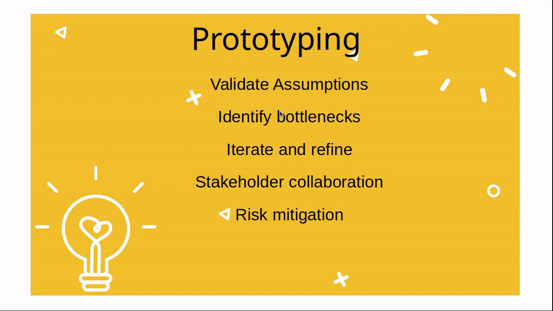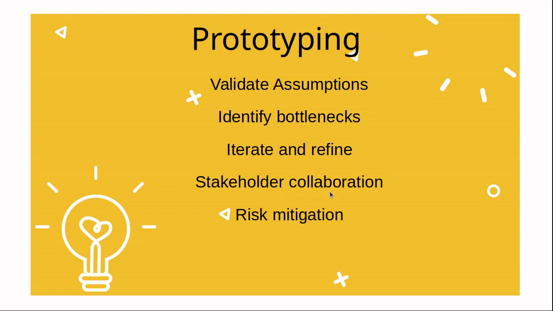Now, third is prototyping helps us in iterating and refining the application. So AI applications require iterative development and they require refinement based on feedback and real world data. So prototyping facilitates this iterative process by providing a tangible starting point that can be improved upon with each iteration. It allows for quicker refinement and optimization of AI models and algorithms.